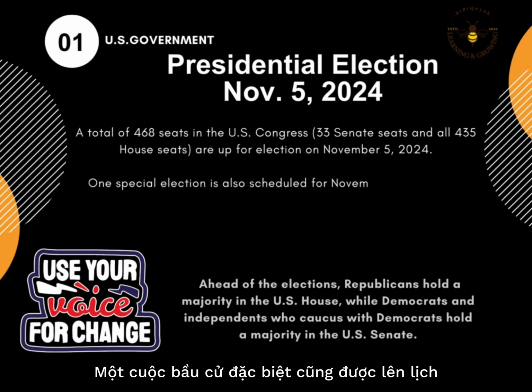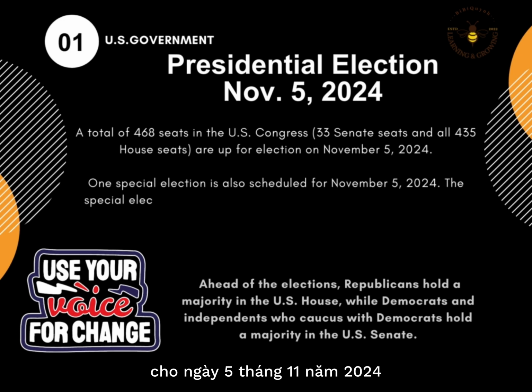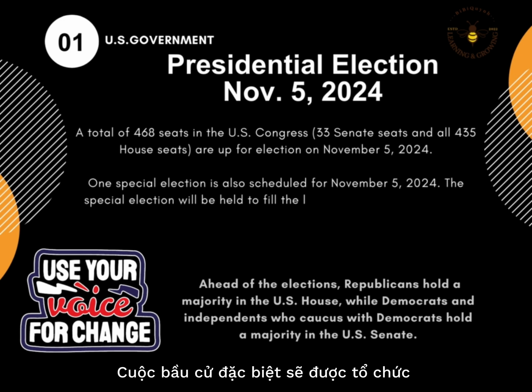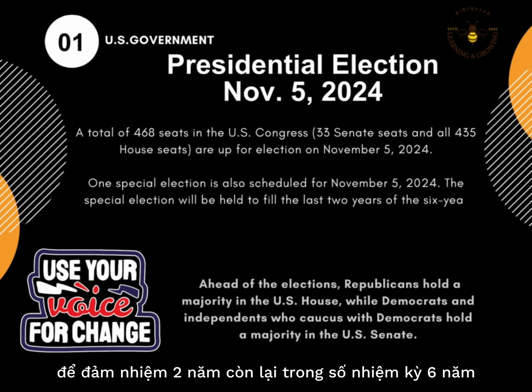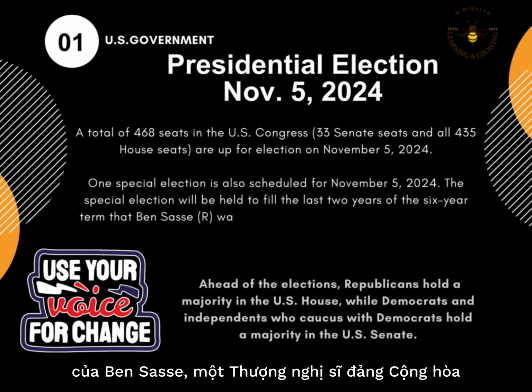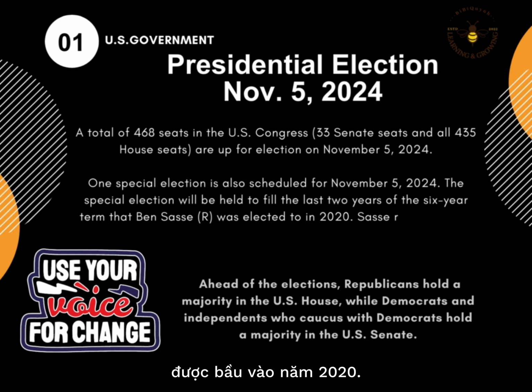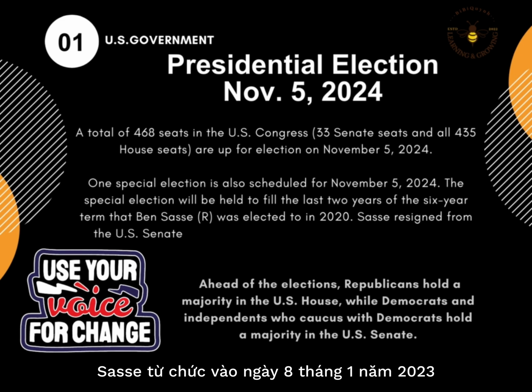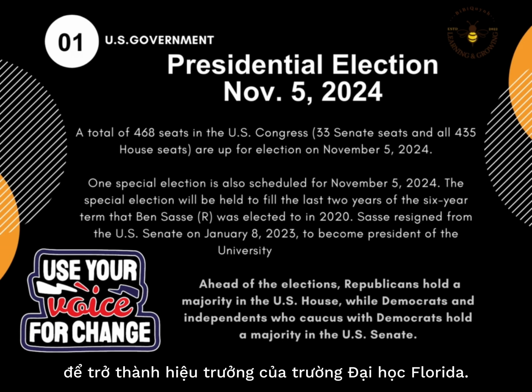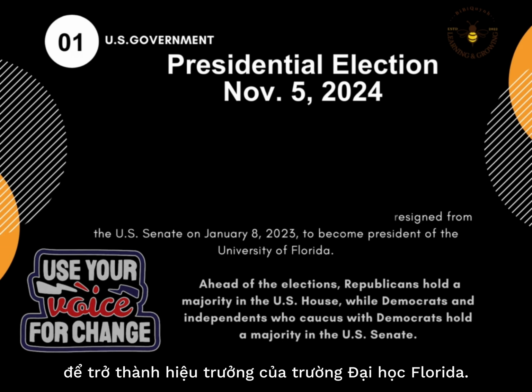One special election is also scheduled for November 5, 2024. The special election will be held to fill the last 2 years of the 6-year term that Ben Sasse, a Republican senator, was elected to in 2020. Sasse resigned from the U.S. Senate on January 8, 2023, to become president of the University of Florida.